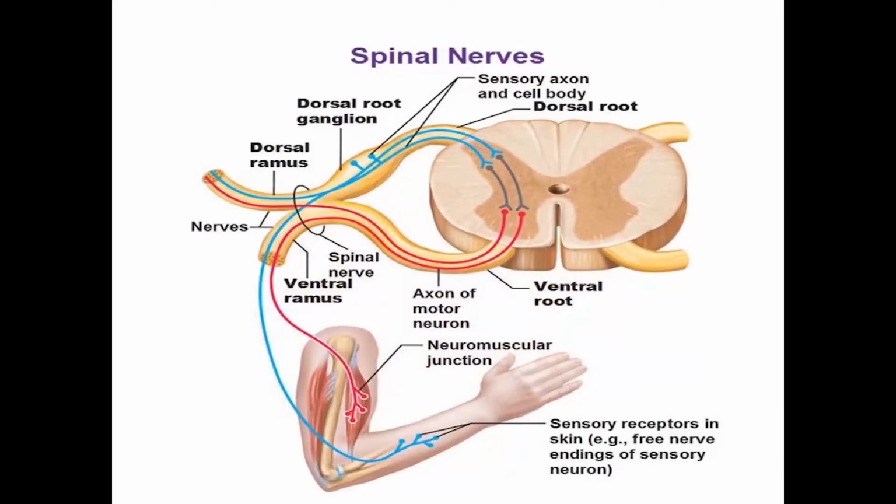Each spinal nerve has an anterior or ventral root, transmitting motor information, which originates from anterior horn cells of the gray matter and exits the spinal cord through the anterolateral sulcus, and a posterior or dorsal root, transmitting sensory information, and it originates from the posterior horn cells. Each dorsal root has a sensory ganglion, and it exits the spinal cord through the posterolateral sulcus.